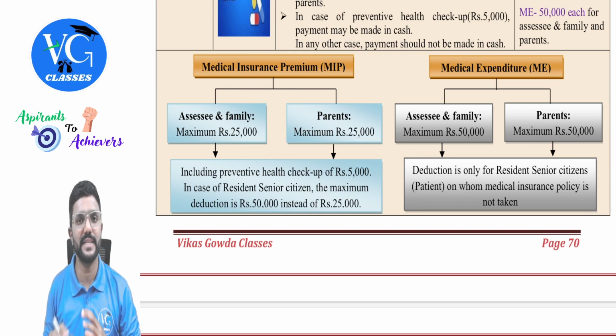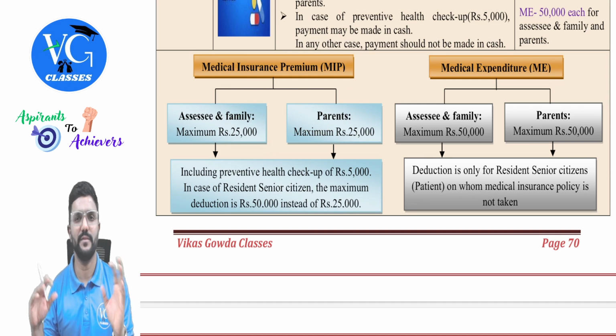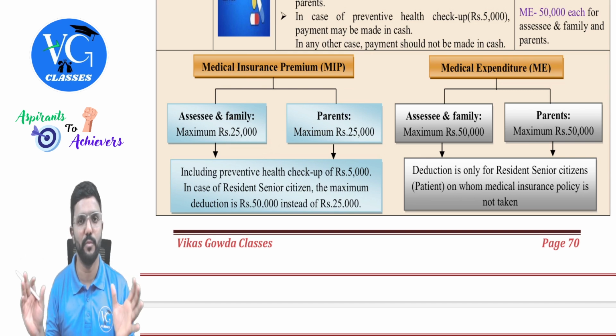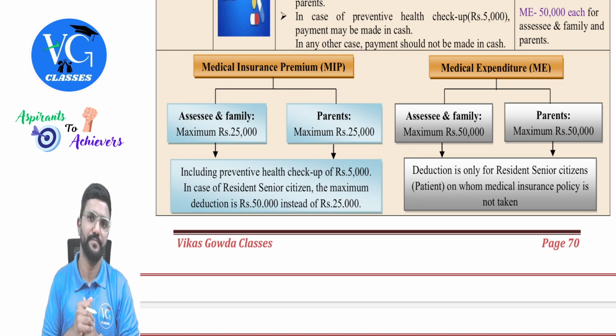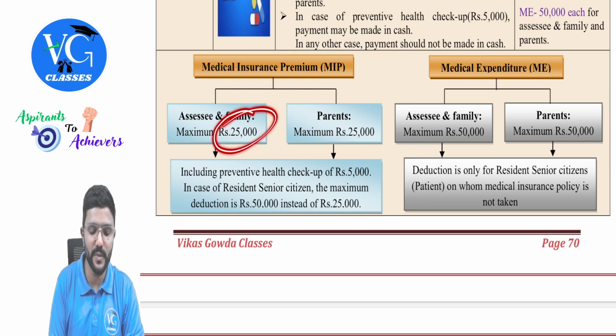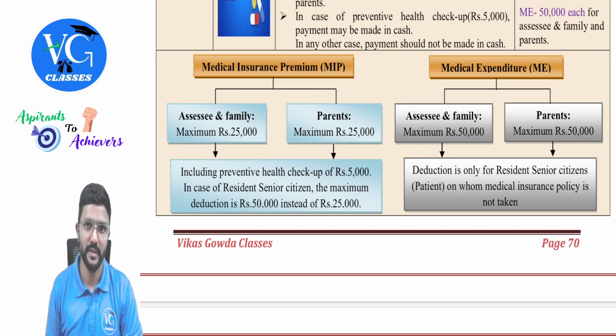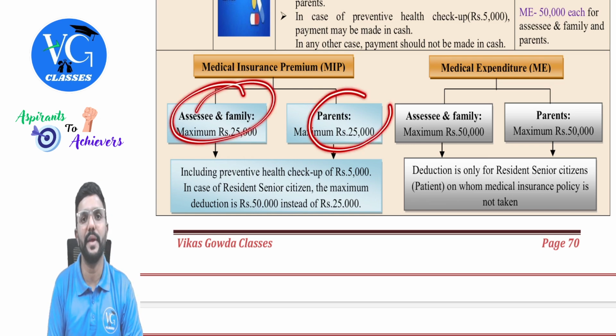Clear? And please be careful, it is not a flat deduction. Actual premium paid or 25,000 or 50,000. 25 or 50, any one will come, not both. Whichever is lower. Whichever is lower. And whatever we saw, 25,000 or 50,000, in that up to 5,000 can be paid for preventive health checkup, either for assessee and family or parents.